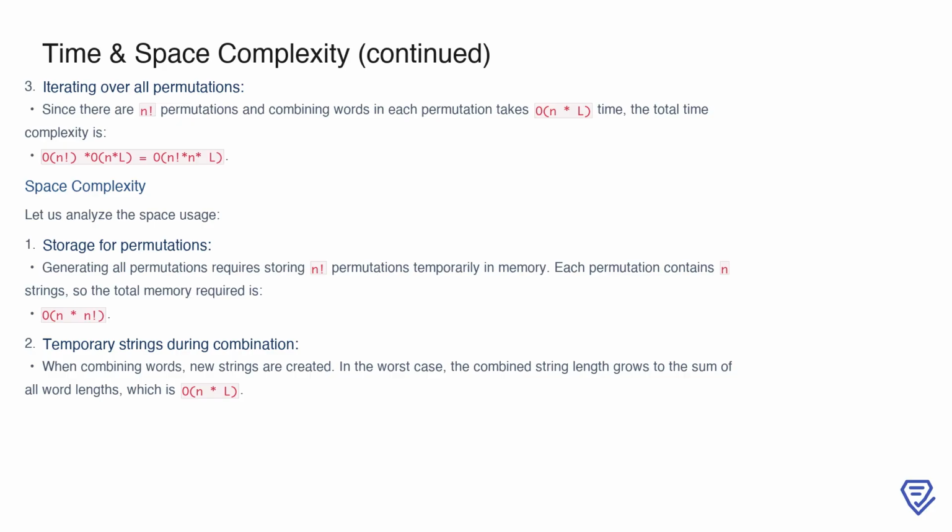Next, let's analyze the space complexity. Generating all permutations involves temporarily storing n factorial permutations in memory. Each permutation contains n strings, so the total memory required for storing permutations is n factorial * n. Additionally, during the combination process, temporary strings are created. In the worst case, the combined string can grow to the sum of all word lengths, which is n*L. Together, these factors contribute to the overall space complexity.